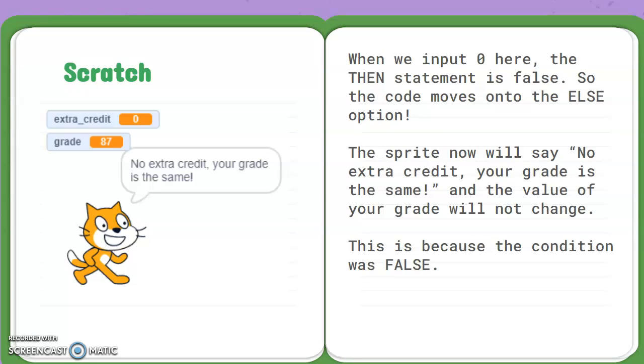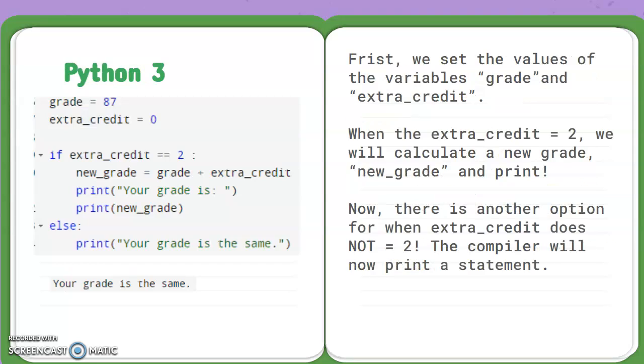When we input 0 here, the then statement is false, so the code moves on to the else option. The sprite will now say, no extra credit, your grade is the same, and the value of your grade will not change. This is because the condition was false.